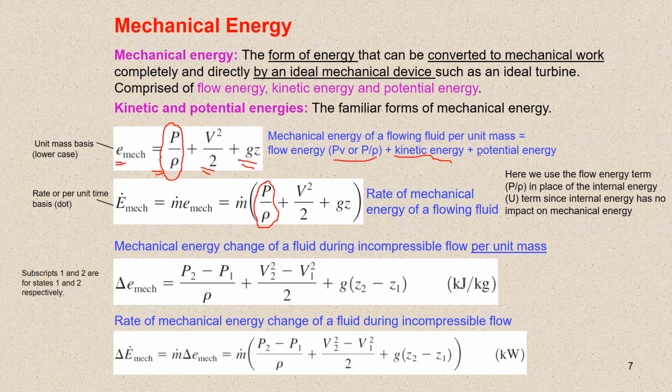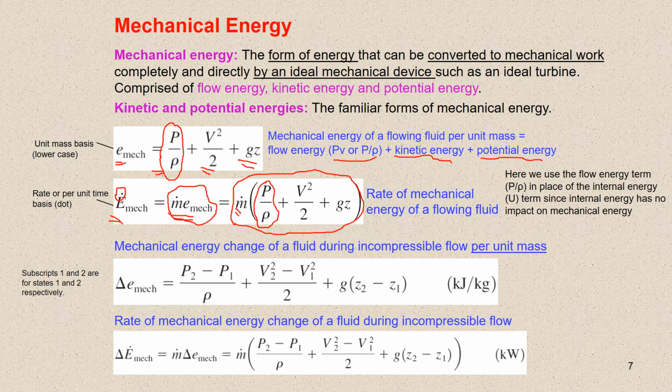The energy could also be expressed in the rate form as E dot mechanical, or mechanical energy per unit time, which is equal to m dot times e_mech, which is also equal to m dot times P divided by rho plus V squared divided by 2 plus gz. Here m dot is the mass flow rate of the fluid.